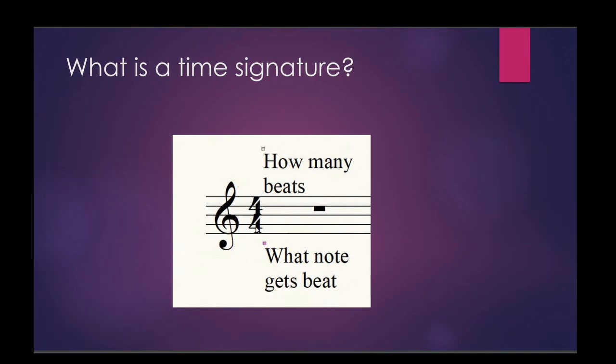So, you have 2 numbers: your top number and your bottom number. The top number represents how many beats are in a measure. So we have a 4 here, which means there are 4 beats: 1, 2, 3, 4. Then we have a bottom number here, which is what note gets the beats. So if it's 4, 4, that means 4 quarter notes get the beats.